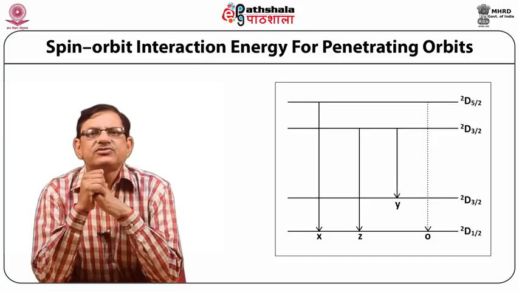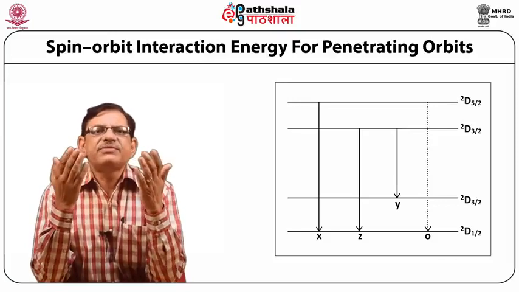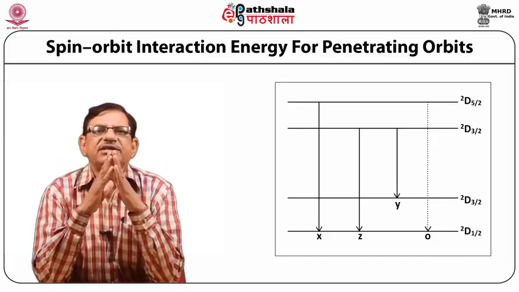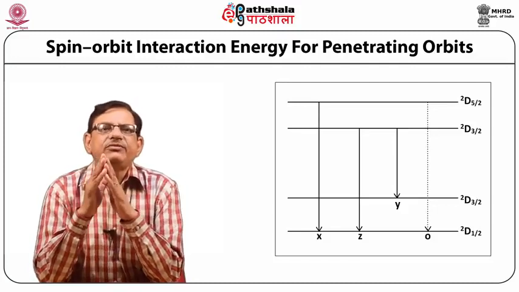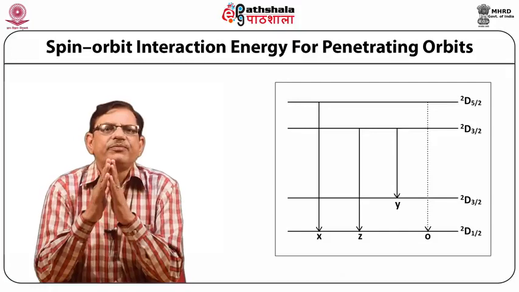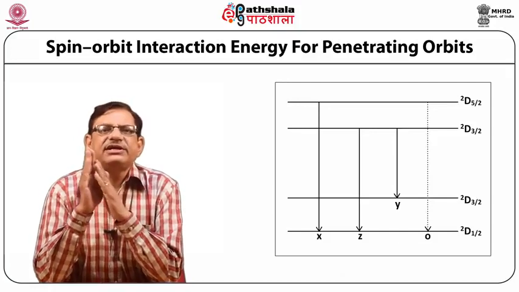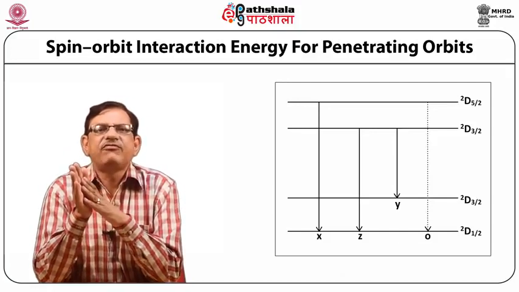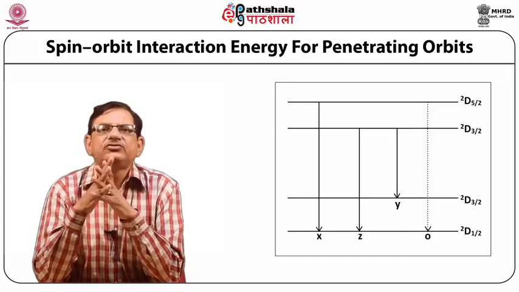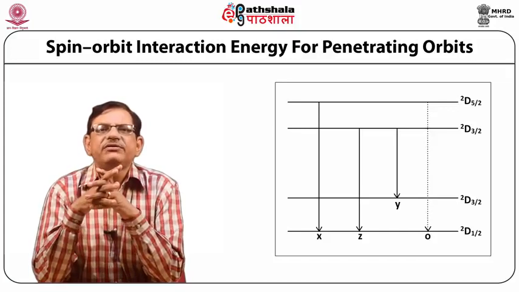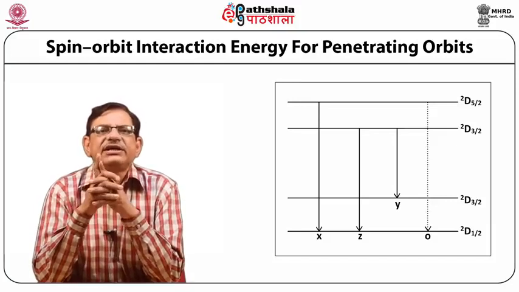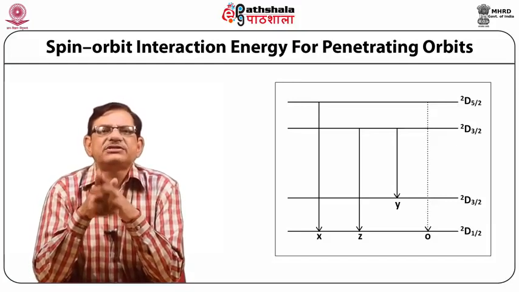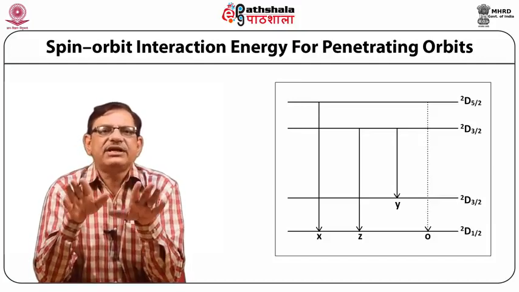Let us apply these rules to the structure transitions of the first member of the diffuse series. The transition is from 2d 5/2 to 2p 3/2. Delta J is equal to 0 and delta L is equal to plus 1, while for the 2d 3/2 to 2p 1/2 transition, delta J is equal to 1 and delta L is equal to plus 1. That is, delta J and delta L have the same sign.